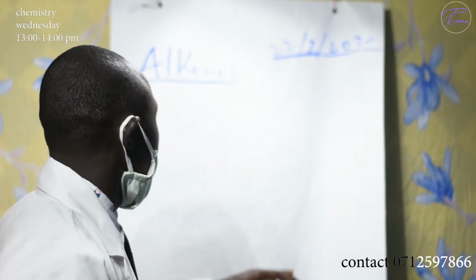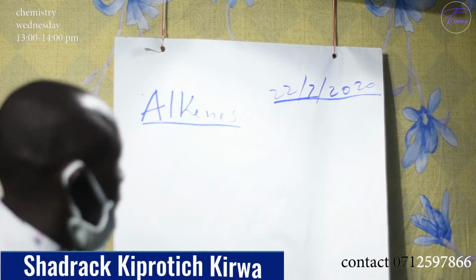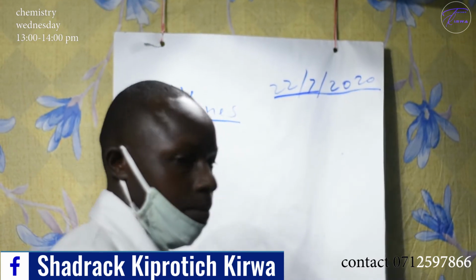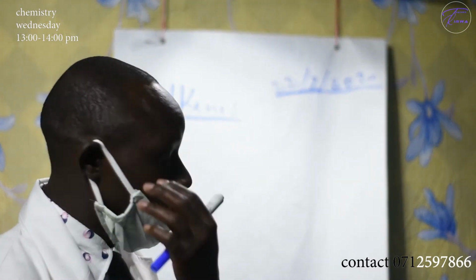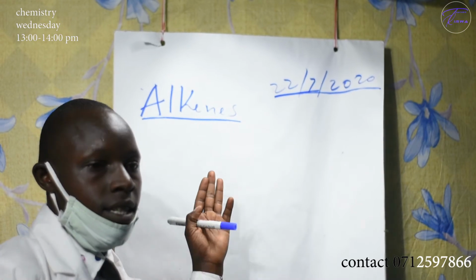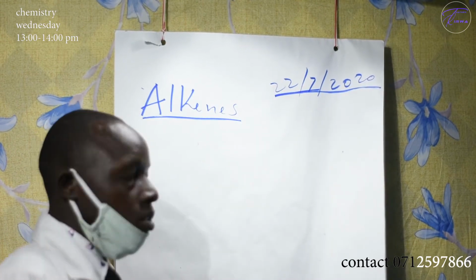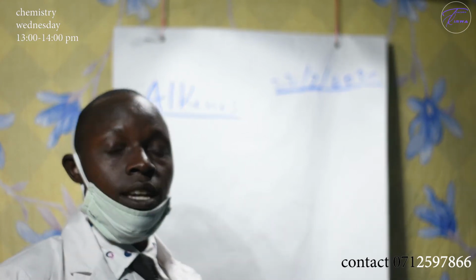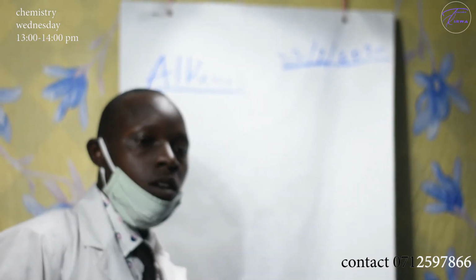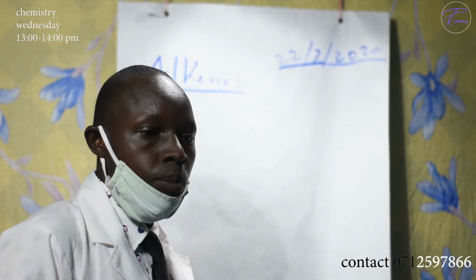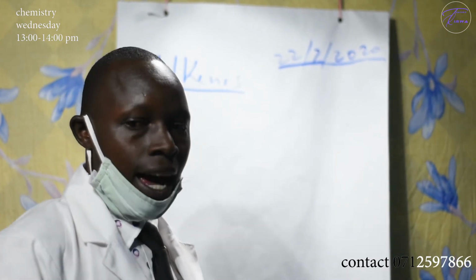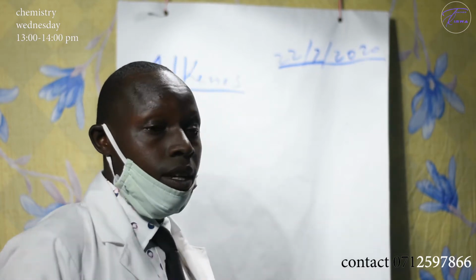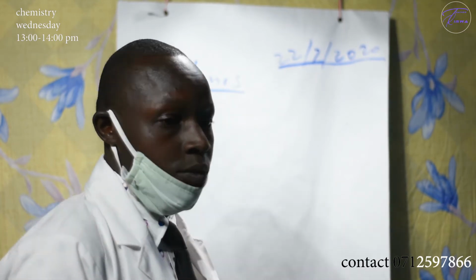So welcome now. Alkenes. When we looked at our introductory part, we said these are hydrocarbons, and I also told you that these 3 types of hydrocarbons are grouped depending on the number of bonds between the carbon atoms. Alkanes have single bonds. Alkenes, this one, have double bonds, and alkynes have triple bonds.